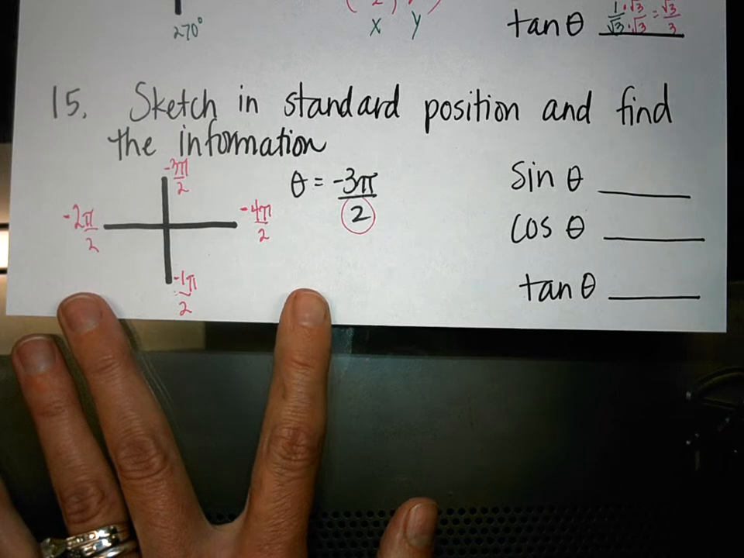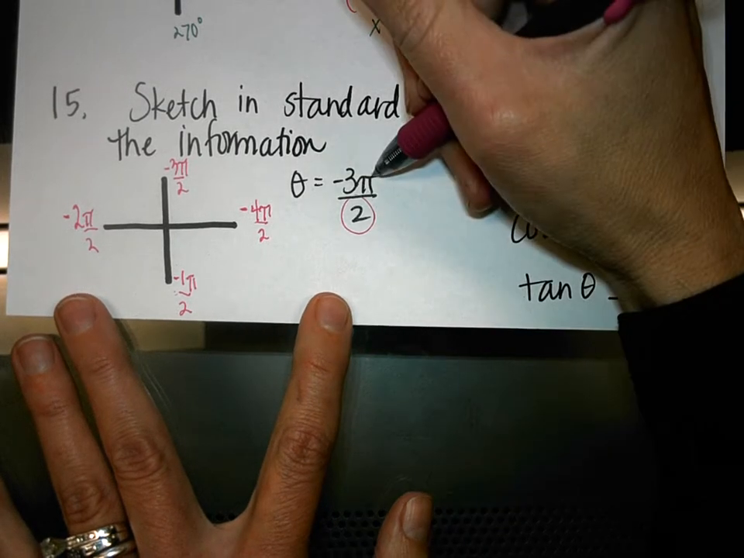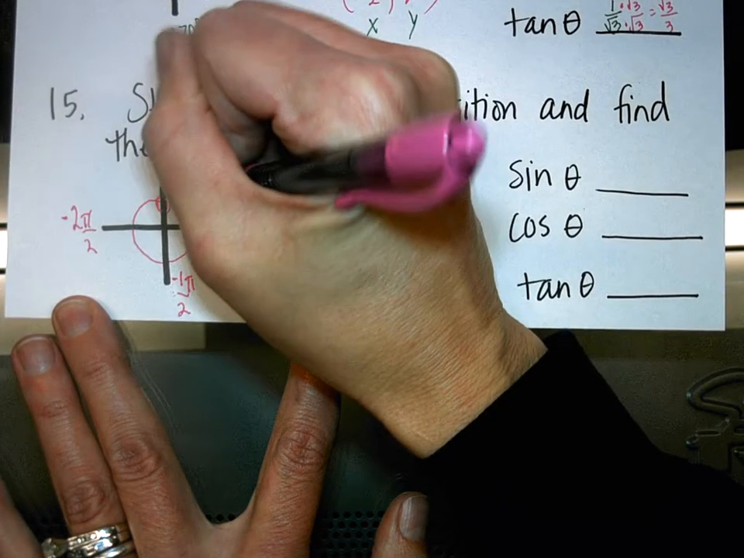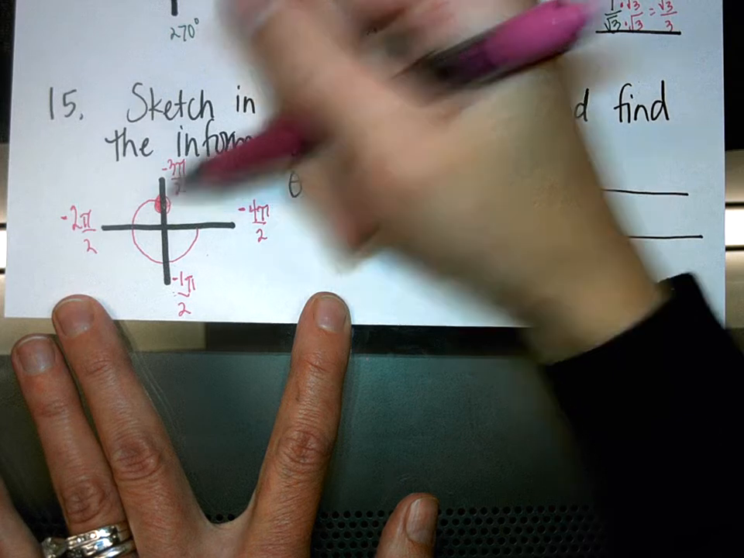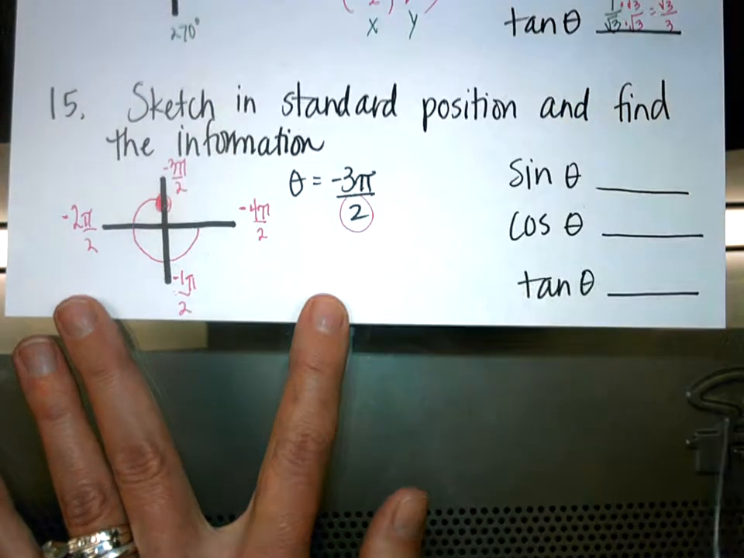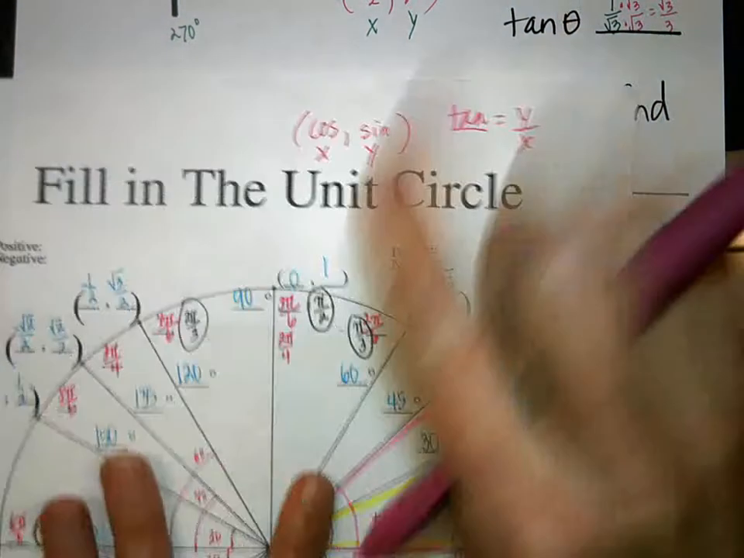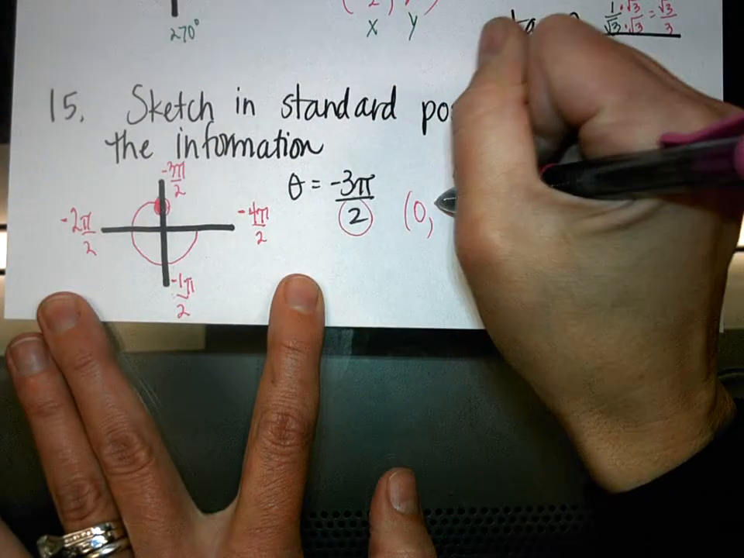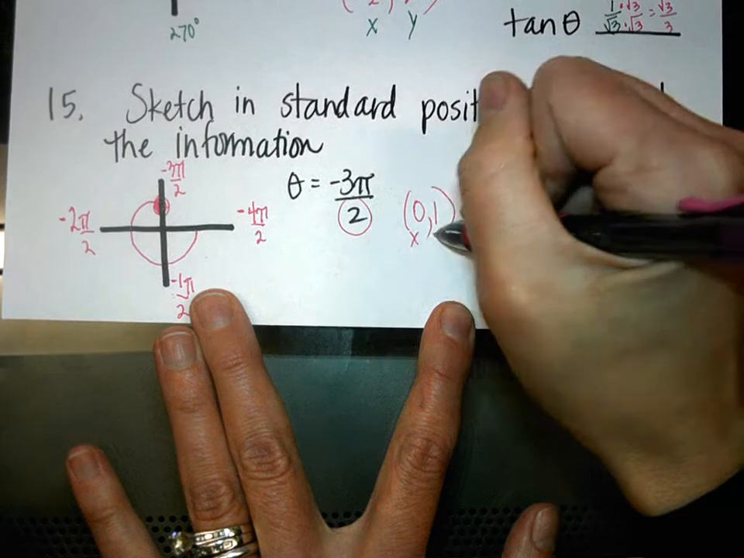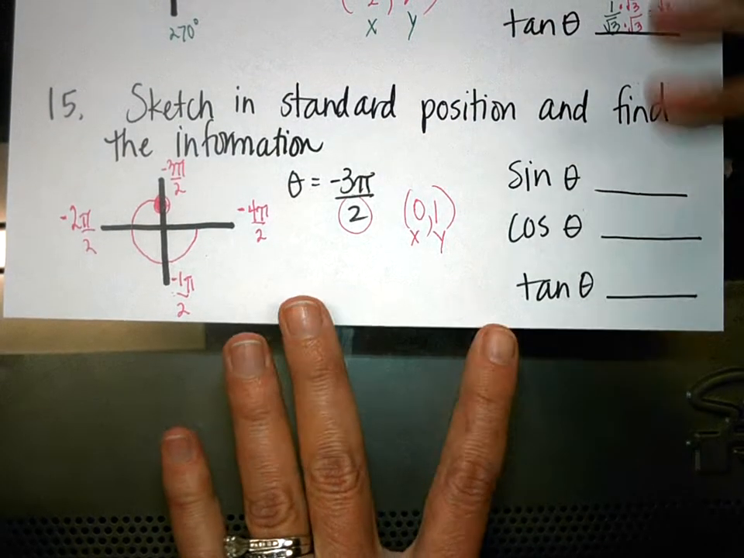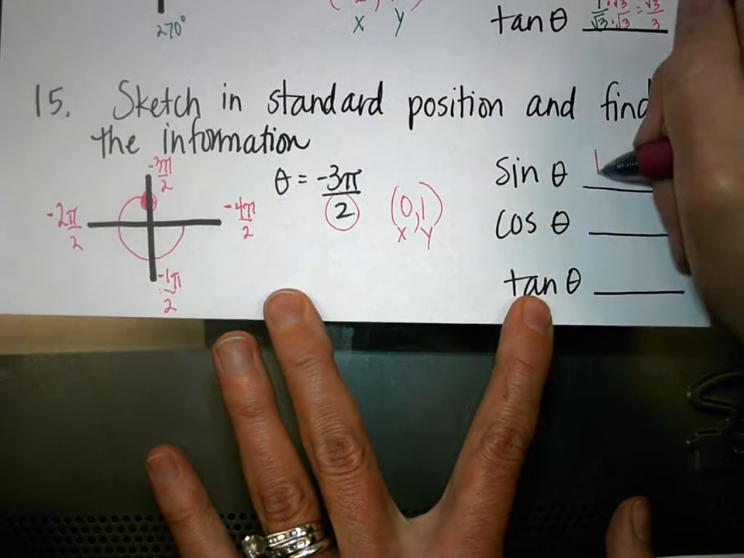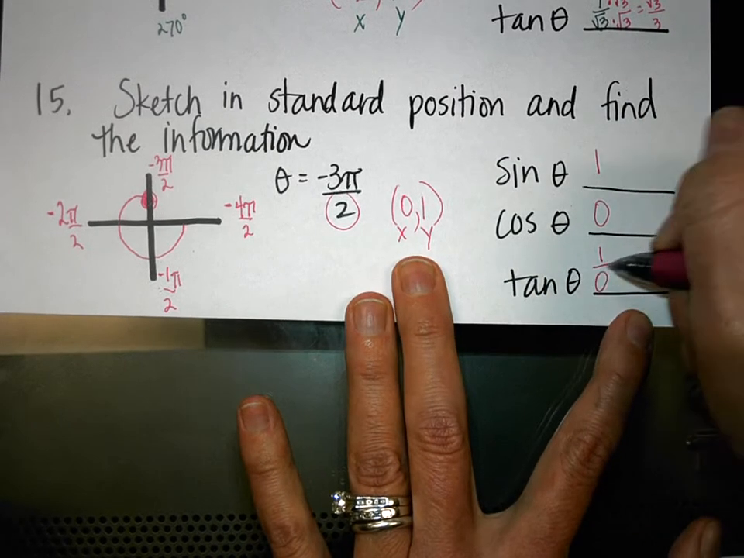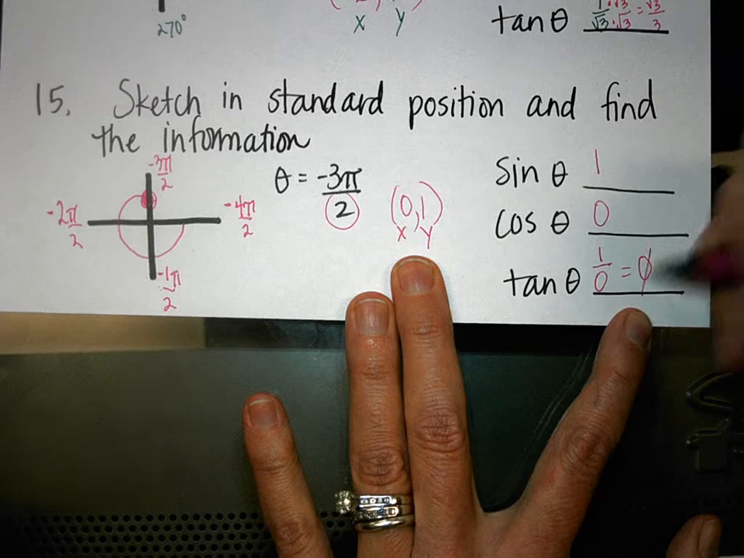Okay, so negative 3 pi over 2, we start here, we're going clockwise, and we get to this point. Well, right here, we're at a quadrantal, and this point right here, you could even look on your unit circle if you need to, but this point is at 0, 1 on the unit circle. So again, this is our x and our y. Sine is the y value, which is 1. Cosine is the x value, which is 0. And tangent is y over x, which is 1 over 0, but 1 over 0 is undefined or no solution.